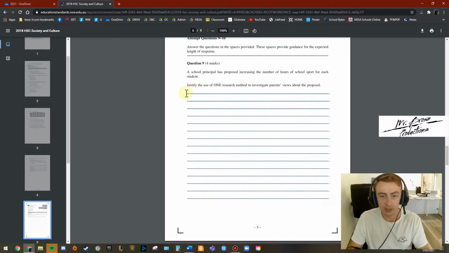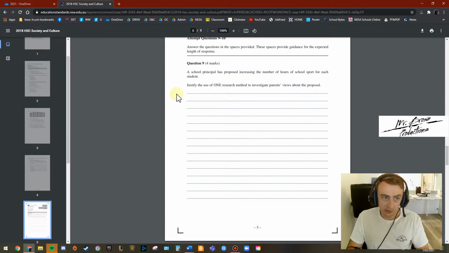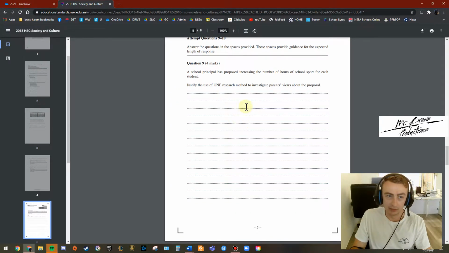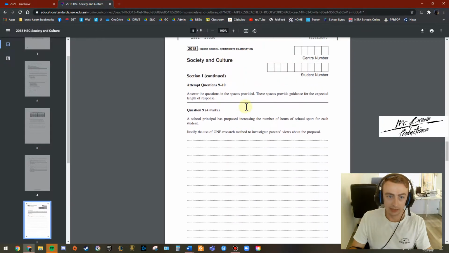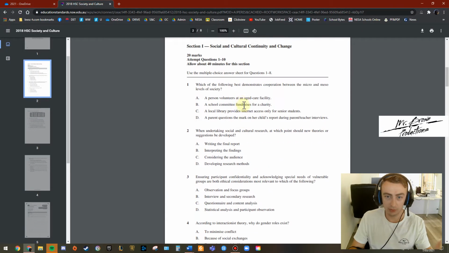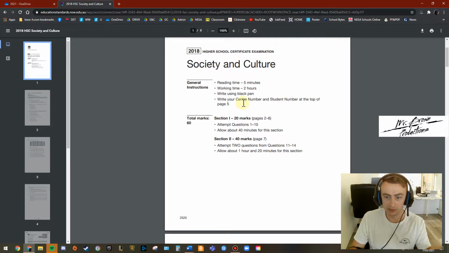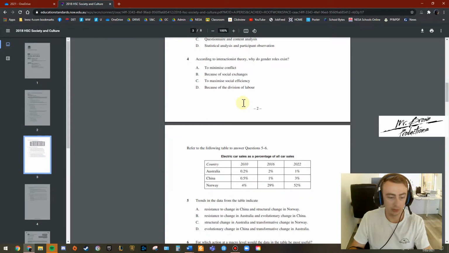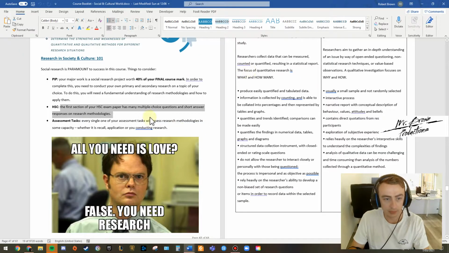Yes, it's very important to understand this. In this HSC, there's almost 8 marks allocated to just pure research and nothing else. So it's really important that we know and understand it.